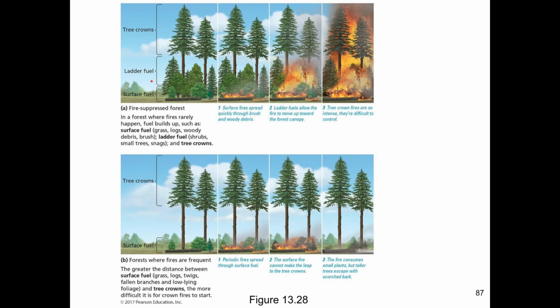you get this ladder fuel. The fire starts at the surface, and the ladder fuels transition that fire from the surface up into the crown, and then the whole tree burns. When that happens, the trees are often killed. The soil's going to hit higher temperatures. All the other vegetation is going to get wiped out.